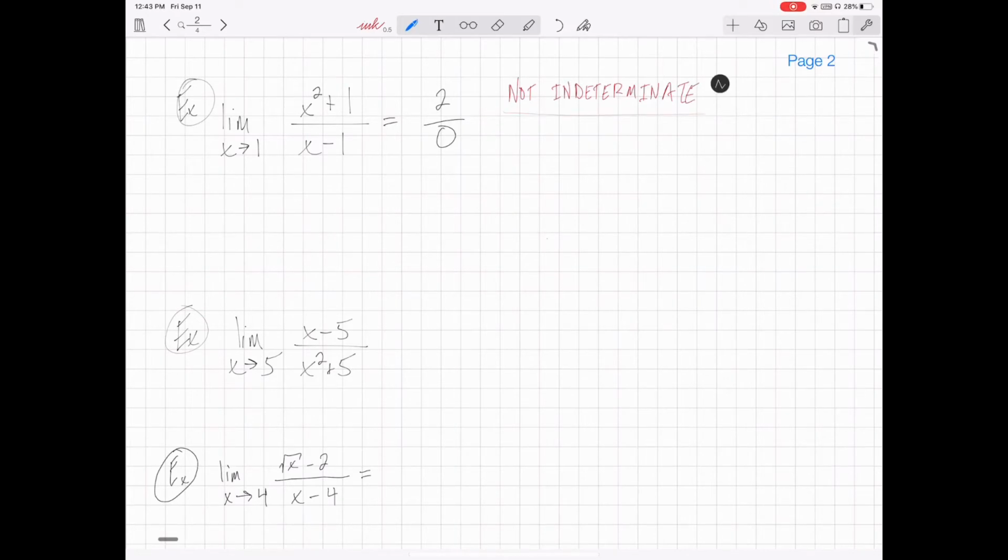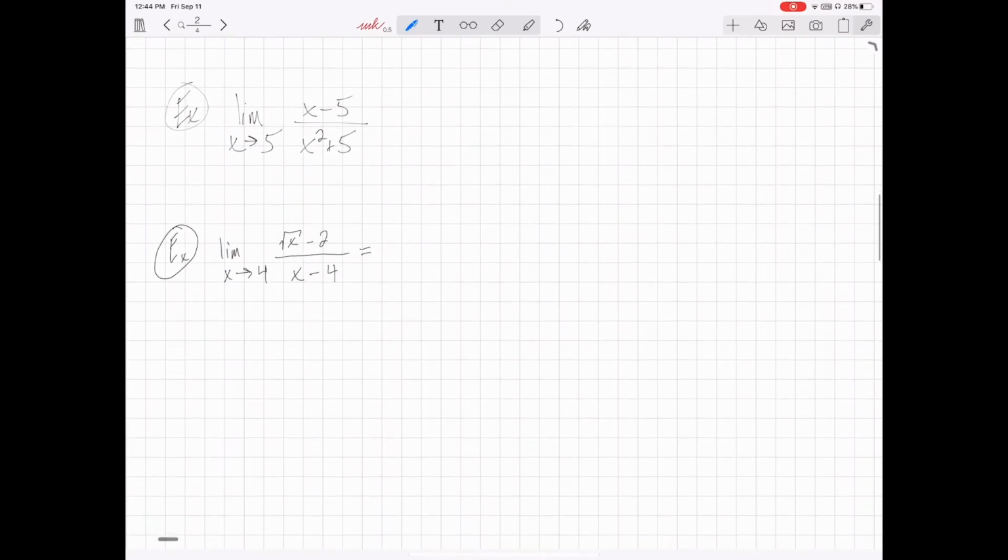Okay, so not indeterminate. The limit does not exist. So if you were to be asked to do this question, you just really write DNE after you showed the step of 2 over 0. So the limit does not exist. What this does mean is that, so I'll write this out, means there is a vertical asymptote at x equals 1. And we'll talk more about that type of limit later.